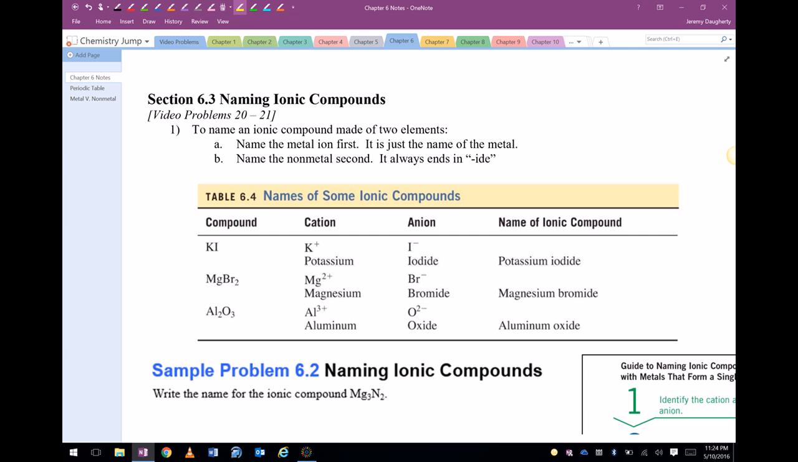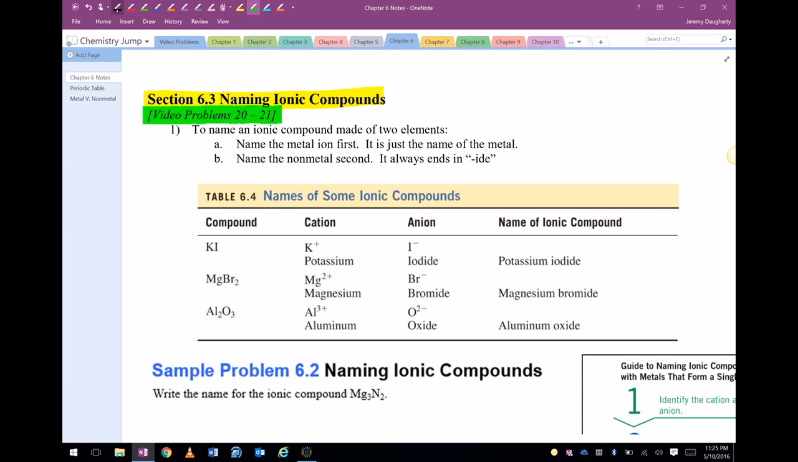Here we are, section 6.3, naming ionic compounds. When we're all done with this video, make sure you watch video problems 20 and 21. Now we talked about how these things get together, they form ionic compounds, and a compound is neutral. Now we're going to talk about naming those compounds. Pretty easy for the simple ionic compounds.